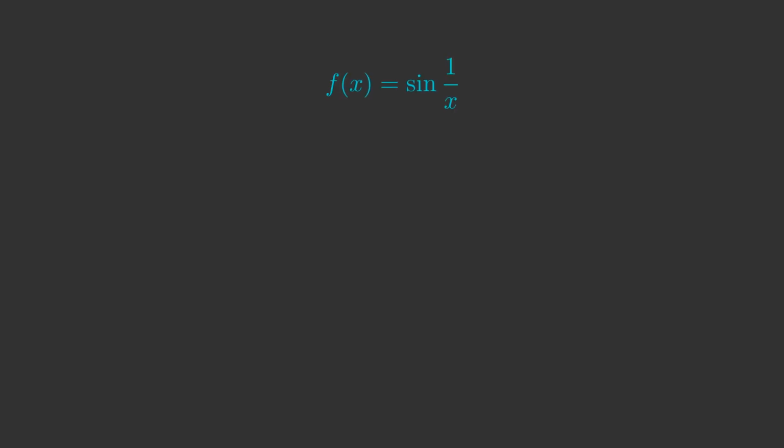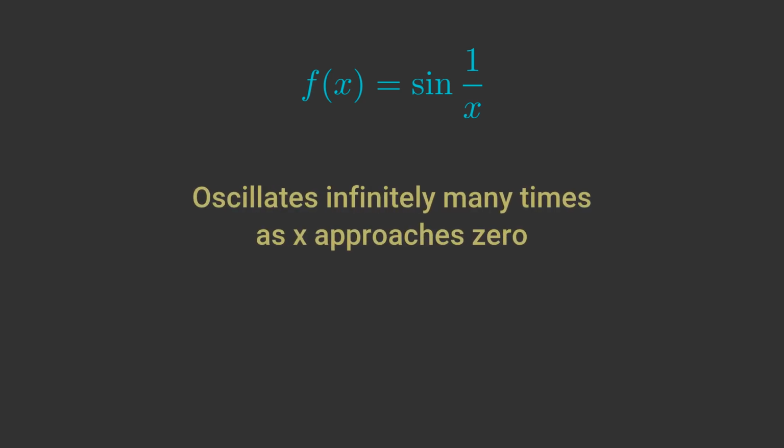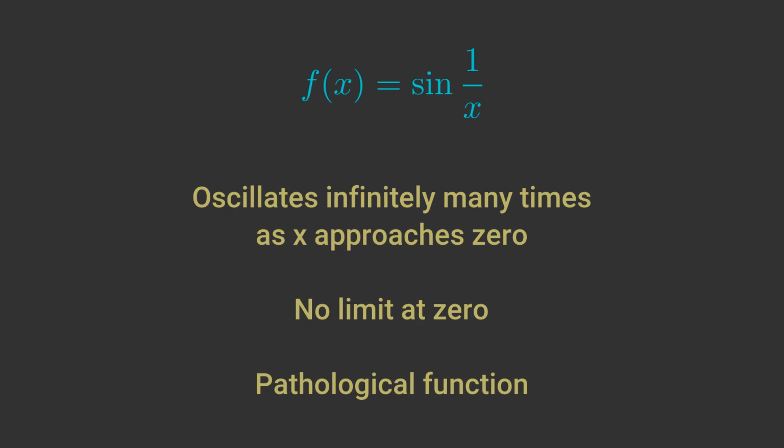The function sine of 1 over x has an interesting property. It oscillates just like a normal sine function, but as we will see, it oscillates faster and faster as x gets smaller. In fact, it oscillates infinitely many times in a finite space as x approaches 0. This means that the function has no limit as x approaches 0, even though the function is continuous close to 0. For this reason, we say it is a pathological function.